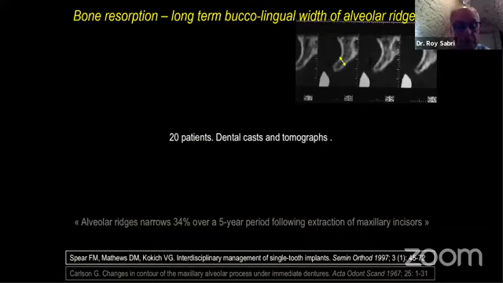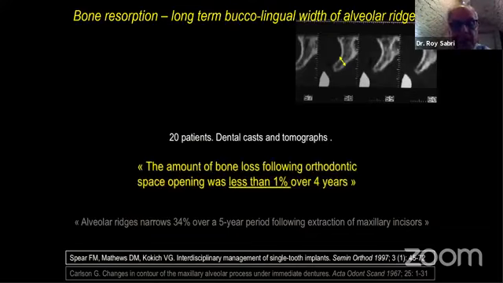Now, Kokich and Spears did a study for space opening. They took study models after space opening, cut the model in two, and measured. They took another study model some years later, and they found that you lose less than 1% over 4 years. So for the question, do you lose bone when you open a space for the missing lateral? The answer is no.